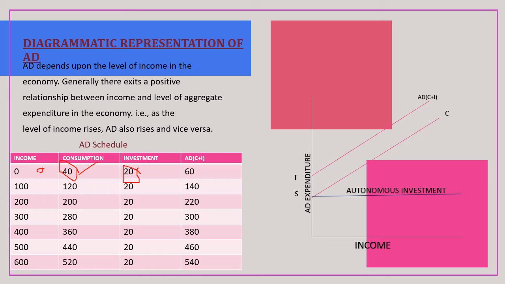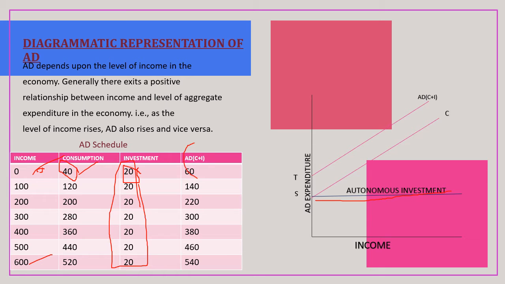And investment, when your income is 0 or when your income is 600, your investment will be the same, that is 200. This is autonomous investment. Okay, so see, this is the autonomous investment. It is a straight line parallel to the x-axis.